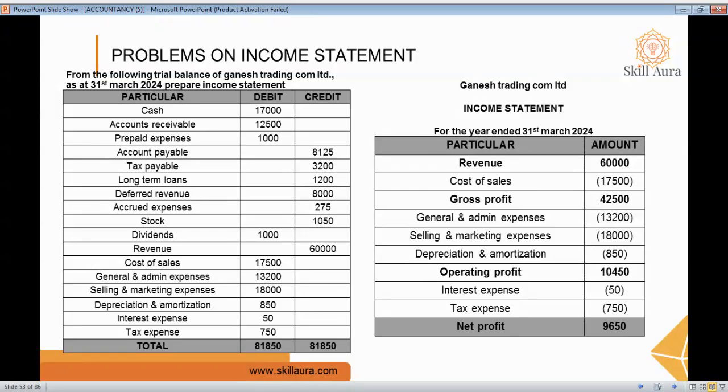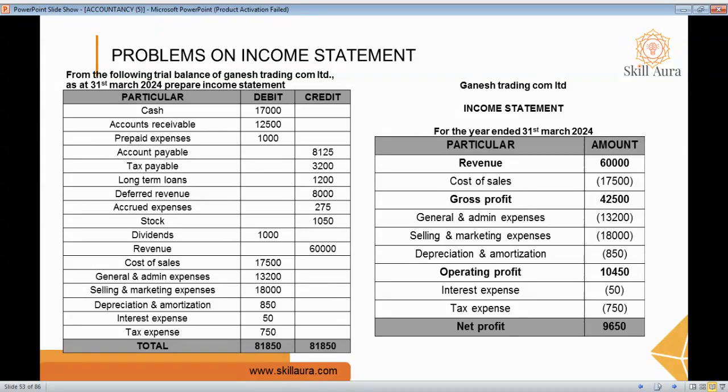So with this help, we first have to analyze what topics come under the income statement. After that we have to prepare it. First, we have to create a format like this by writing a heading like Ganesh Trading Company Limited, income statement for the year ending 31st March 2024. It will have two columns, particular and amount.